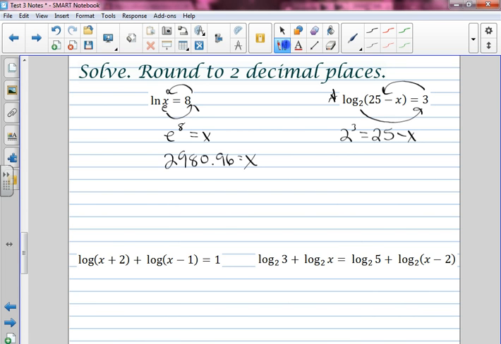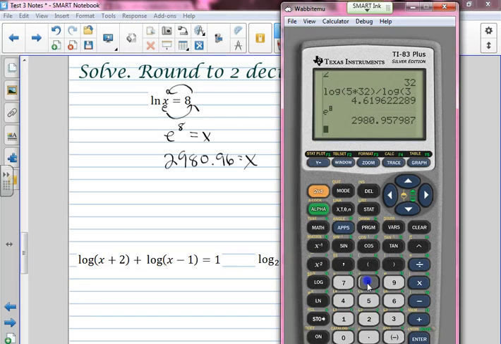Okay, 2 to the 3rd power is 8. Now all you need to do to get x by itself is subtract 25. 8 minus 25 is negative 17.